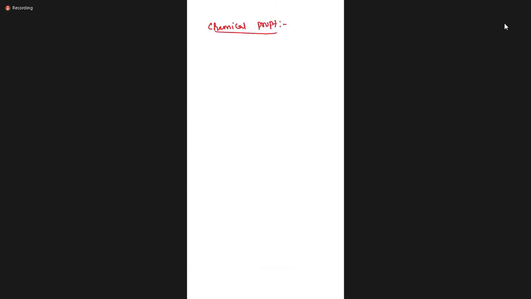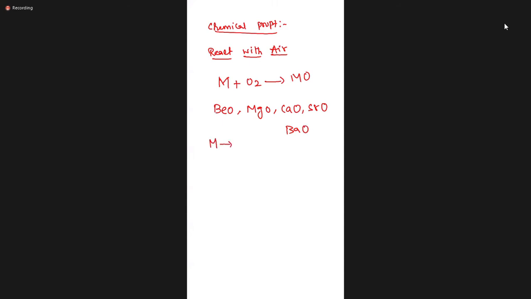In the chemical properties of second group elements, first one is reaction with air. Generally, alkaline earth metals react with oxygen in air to give MO type of oxides. MO type of oxides means BeO, MgO, CaO, SrO, and BaO type of oxides. Here M means beryllium, calcium, strontium and so on.